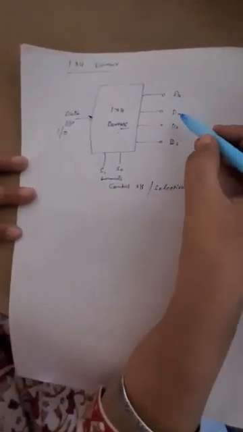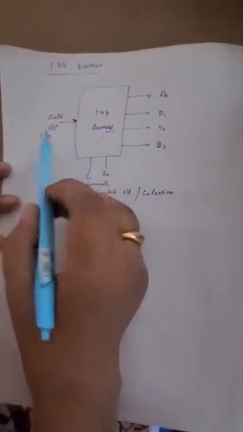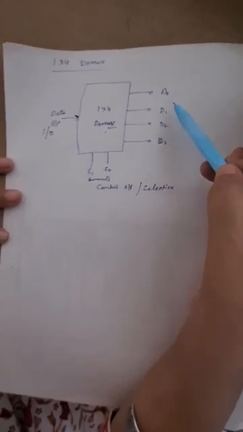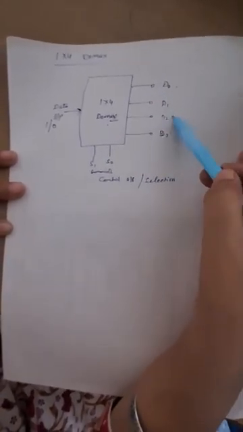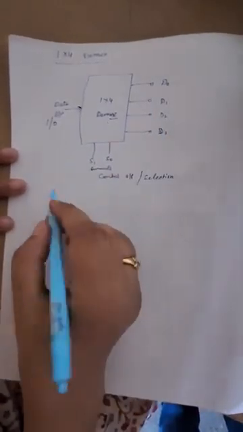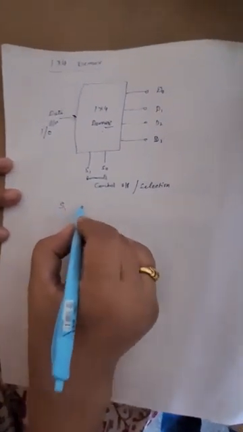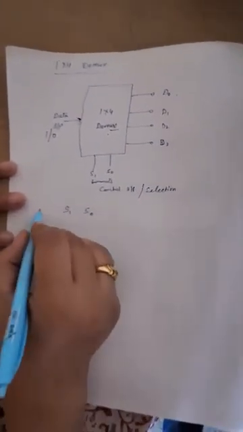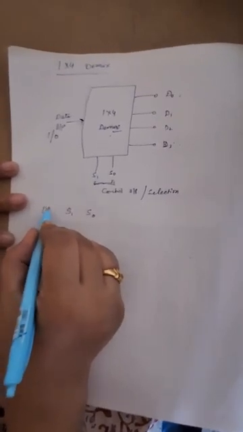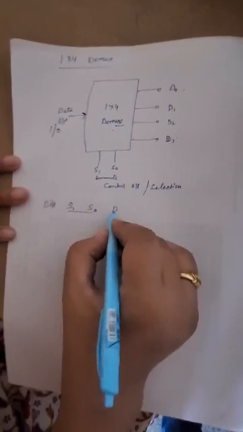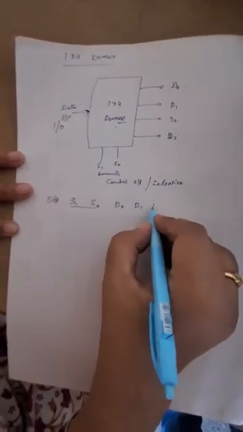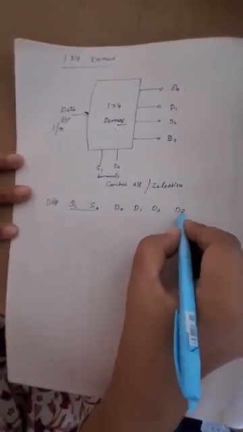So we will see here how this demux will perform. This input will appear at one of D0, D1, D2 or D3, and the selection of D0, D1, D2, D3 will depend upon the select lines S0 and S1. For example, we have this data input. These are the select lines, and we are getting output at D0, D1, D2 and D3.